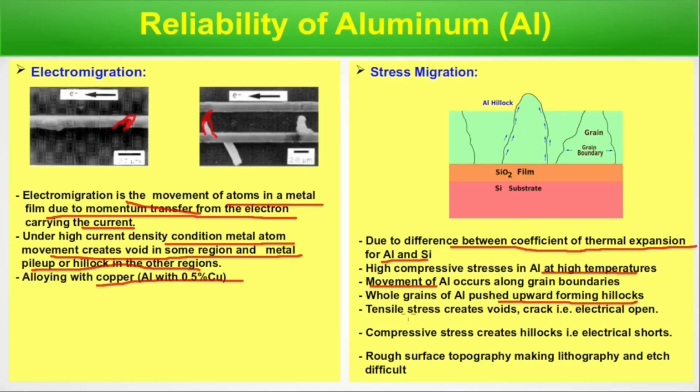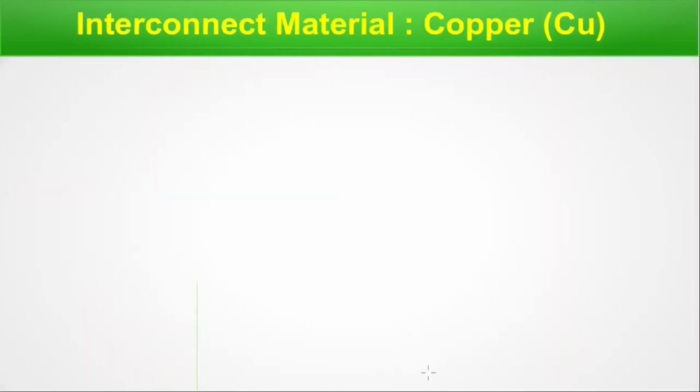This hillock is formed. Now tensile stress creates void, crack, that is electrically open, and compressive stress creates hillocks, that is electrical short. As a result, with this void and hillock, the surface doesn't remain the same. The surface becomes rough. So rough surface topography makes lithography and etch difficult. So, we are done with this slide. We will move to the next slide and try to understand why industry has moved to copper over aluminum.